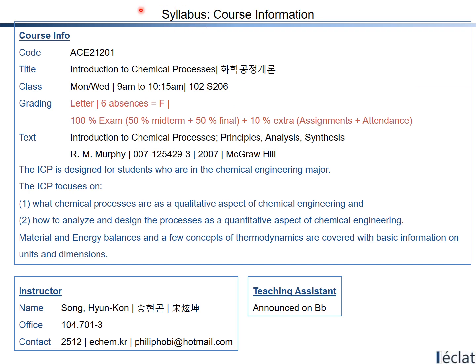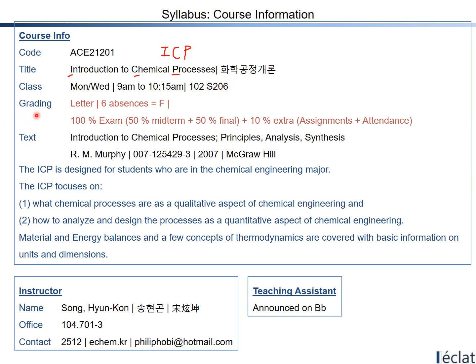Here is the syllabus or course information. The code number is ACE212, the first class. And the title is, as I said before, Introduction to Chemical Processes. I'd like to say ICP, standing for Introduction to Chemical Processes, from now on. And the class weekday and time period, and the building number and the room number.